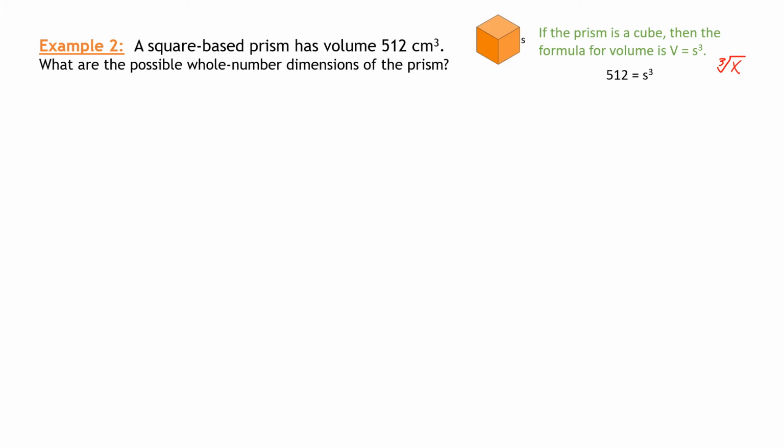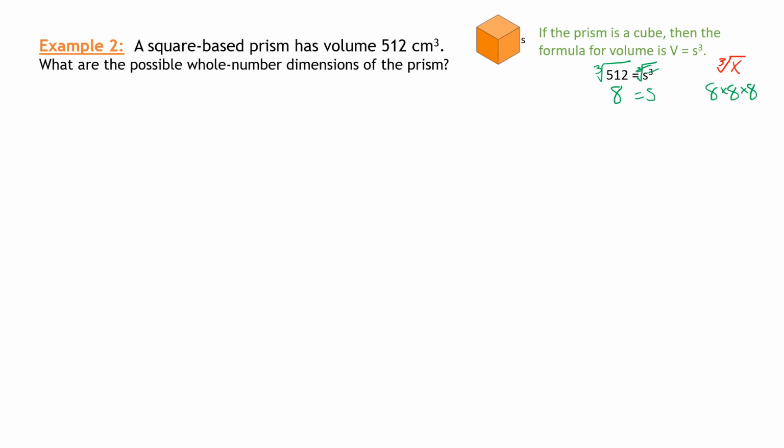So I'm just going to draw it in here. I'm going to take the cube root of S cubed. Those 3's will cancel each other out and leave me with an S. But then I also have to take the cube root of 512. So that button on your calculator, if you use it, is going to tell you what number multiplied by itself 3 times is 512. And the answer that your calculator should give you is 8. So if you do 8 times 8 times 8, you're going to get 512.